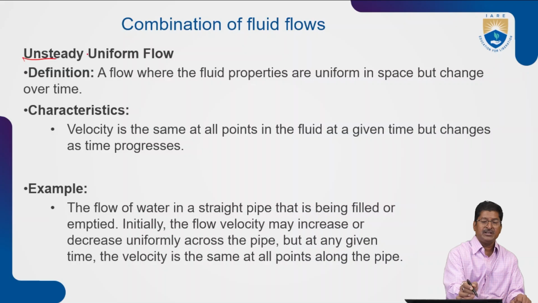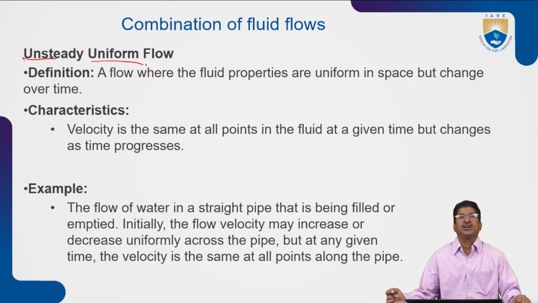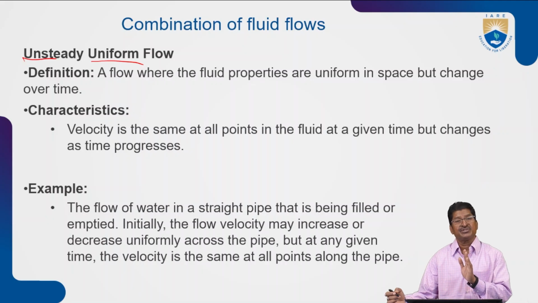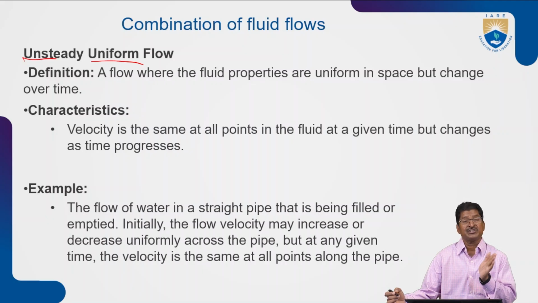So here, unsteady uniform. Unsteady means what? The velocity is changing with time. That means if time is changing, velocity is also changing. But uniform flow means at different points of the flow, the velocity is constant. With respect to space, velocity is constant. With respect to time, velocity is not constant. So that is the unsteady uniform.